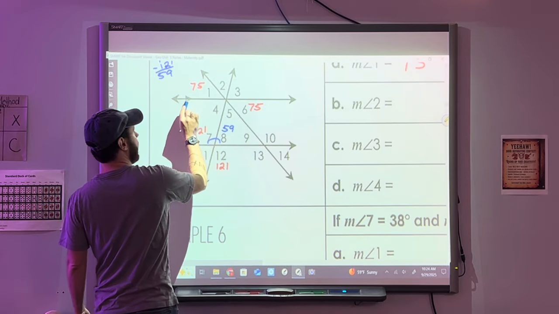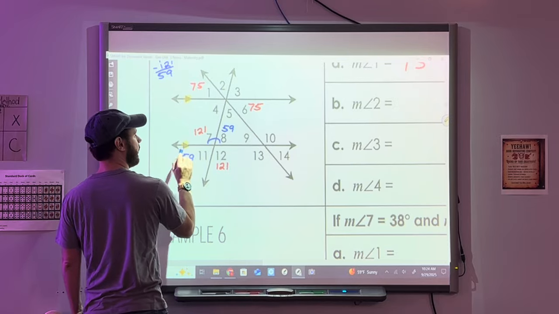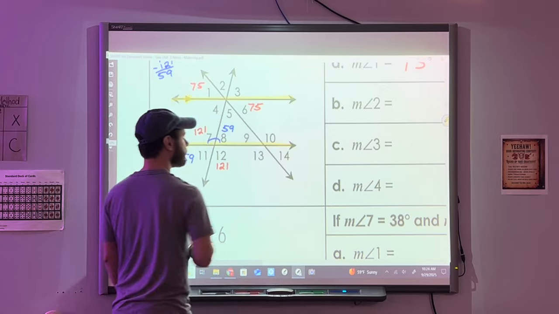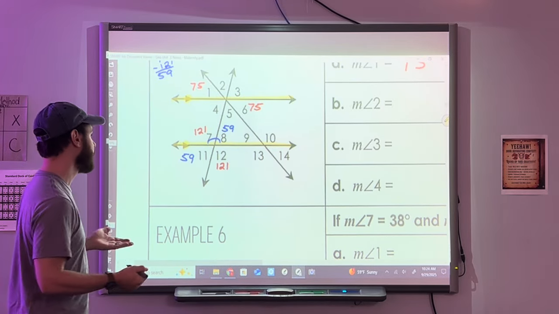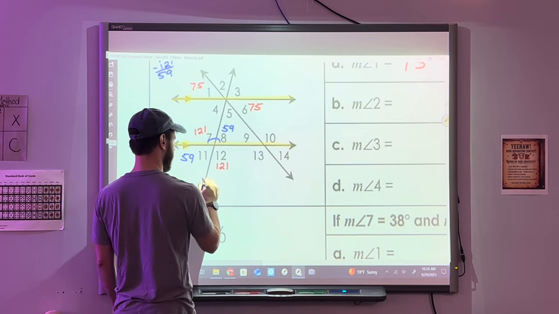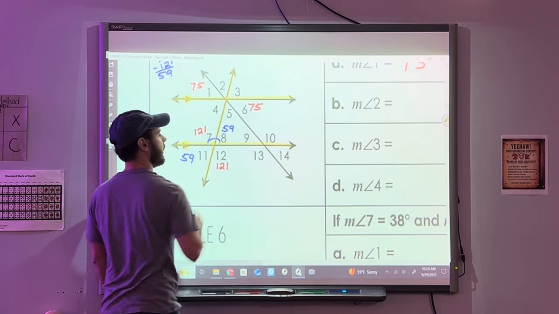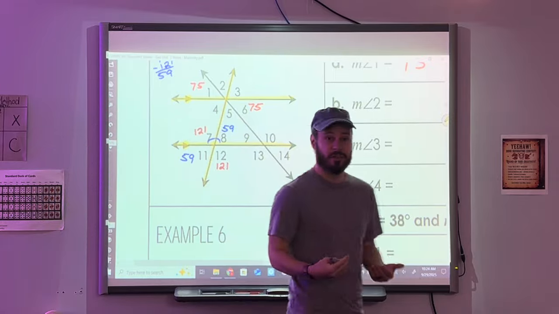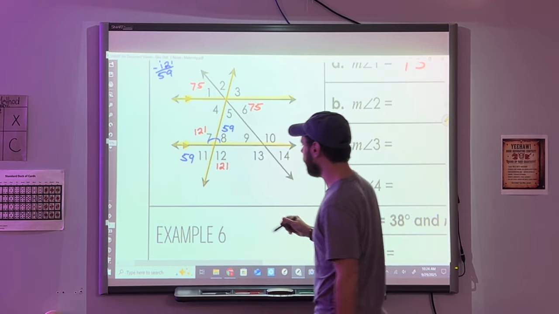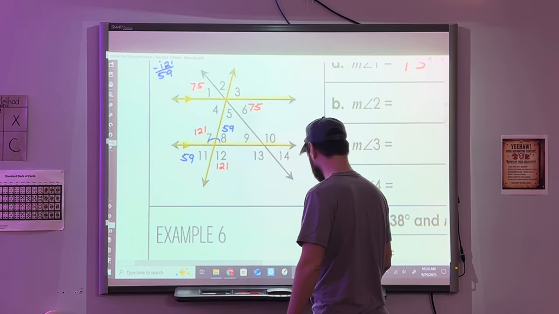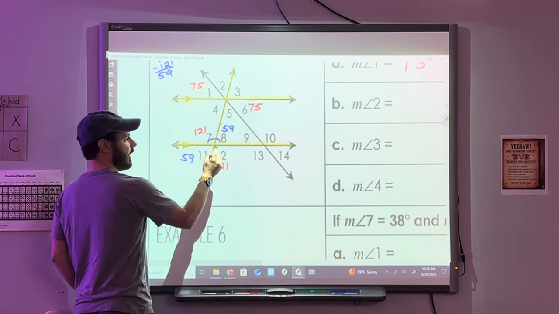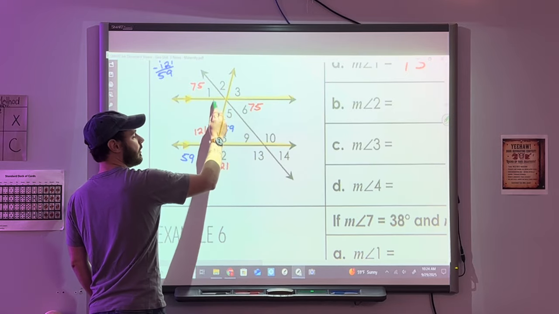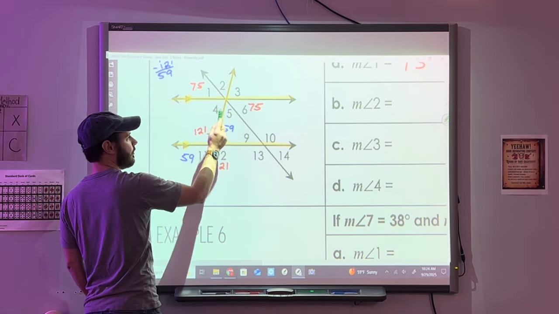This arrow on this line here and that one there tells me that these two lines are parallel. So I can find a transversal, let's say this line here. And now I can use my corresponding or my alternate interior. For me personally, corresponding is easiest to see. I'm gonna pick on 11, because I already know what it's worth. 11 is worth 59, and it's the bottom left. So up here, I'm gonna go bottom left to find corresponding.